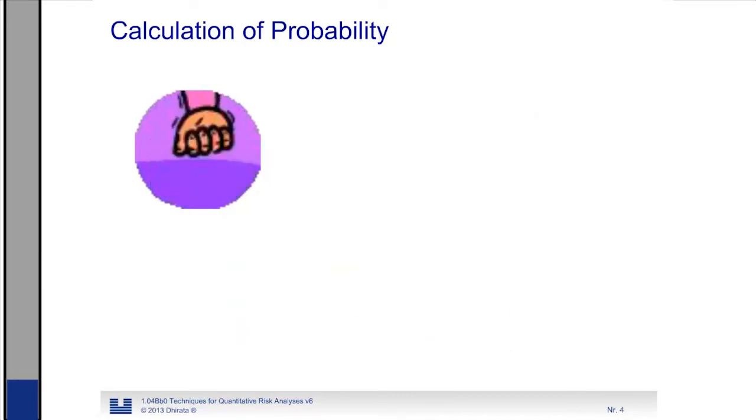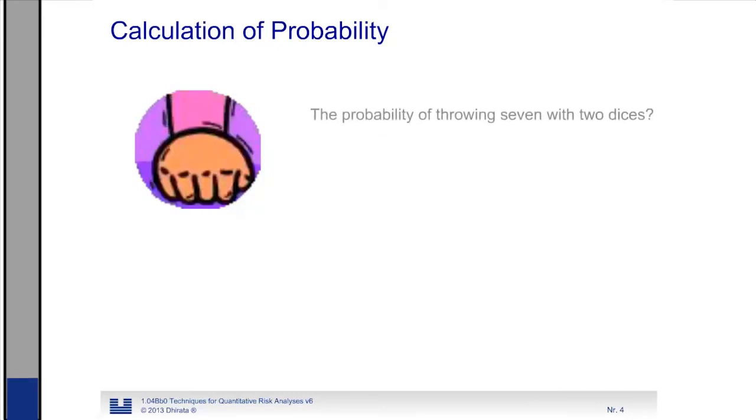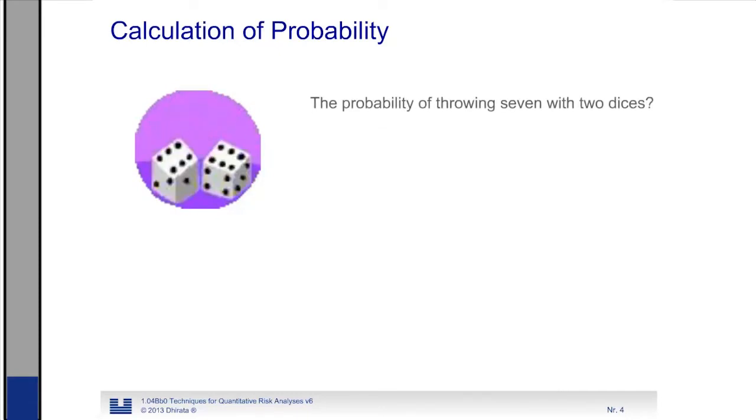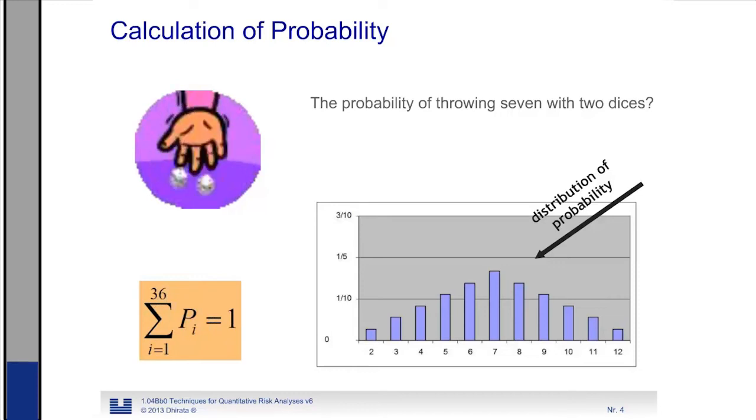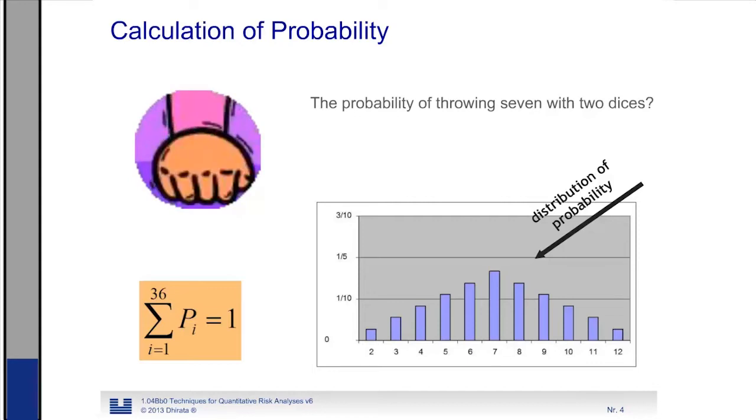That one was very simple, but when I ask you the question, what is the probability of throwing 7 with 2 dice? This is not so simple. You can prove it mathematically, or you can try to come up with a percentage, a probability distribution, empirically. By experiment, you can see that the probability of getting a 7 is the highest. Actually, we have 36 probabilities, which add up to 100% probability.